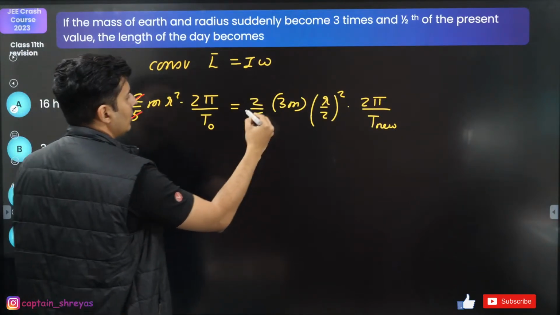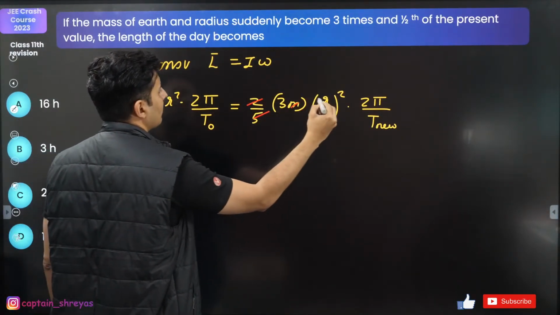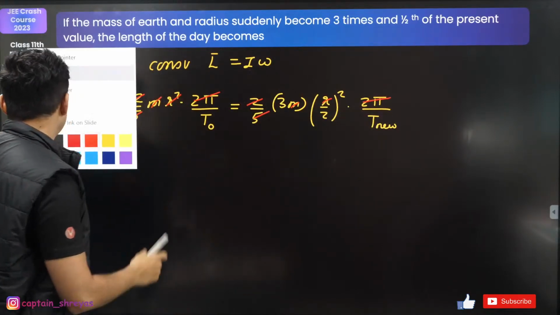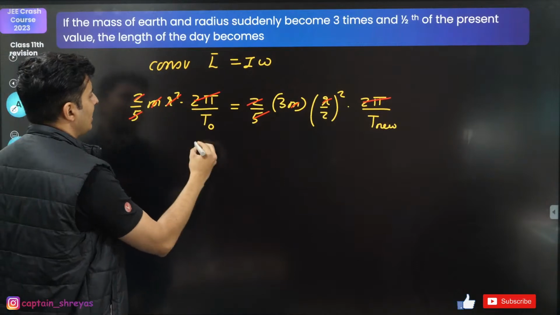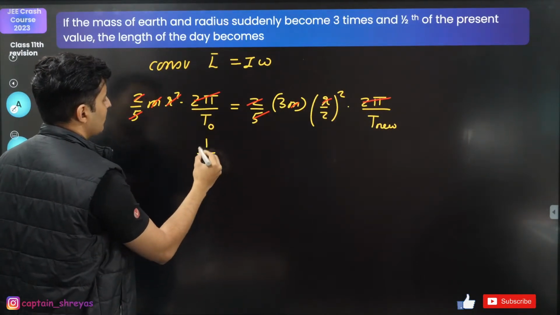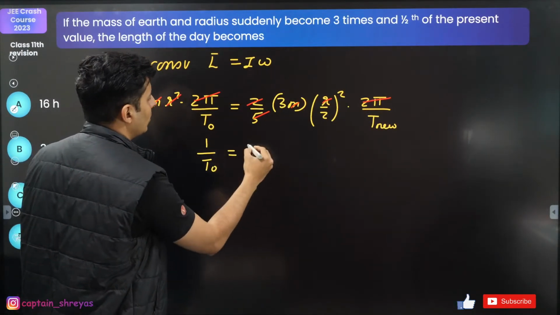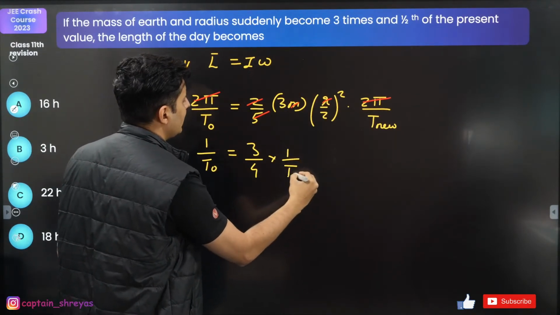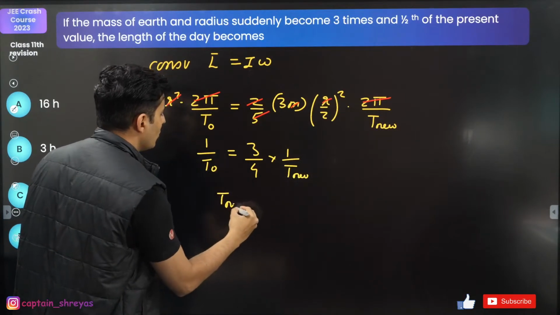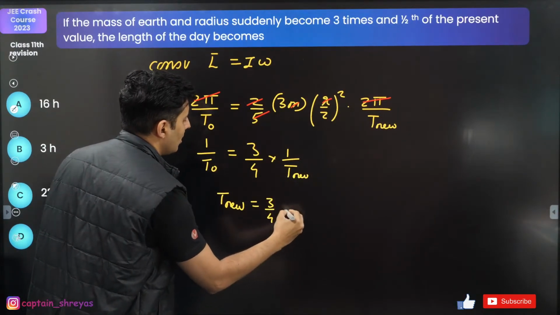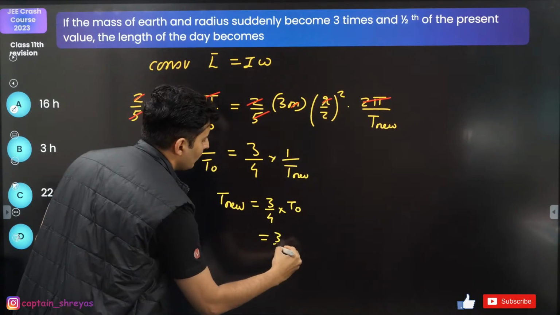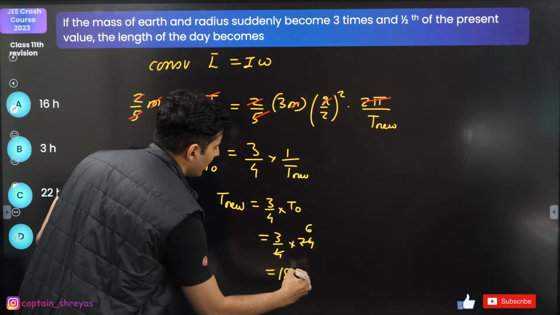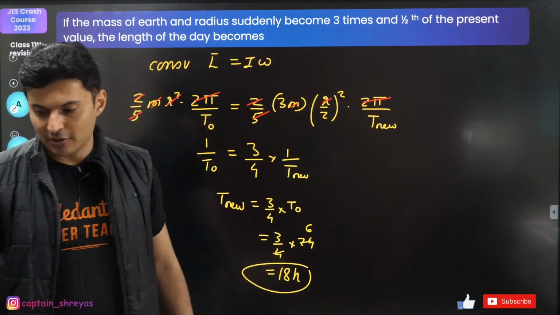2, 5, m, r, 2 pi. So many things just got cancelled. So over here I'm just left with, if I'm not wrong, just 1 by T naught is equal to 3 by 4 into 1 by T new. So T new will be 3/4 of T naught. So 3/4 of T naught is 24 hours. 4 goes with 24 6 times. 6 3s are 18 hours. So 18 hours is the answer.